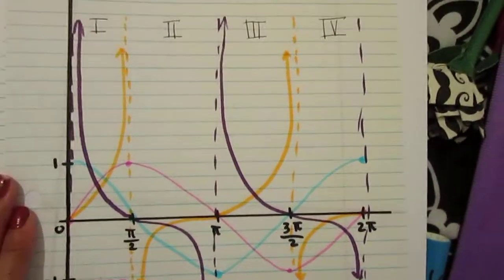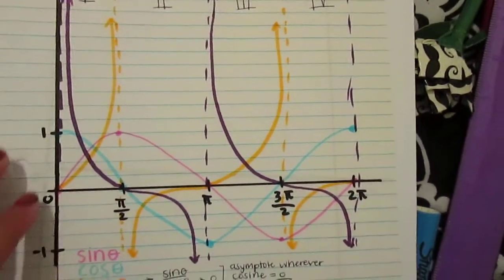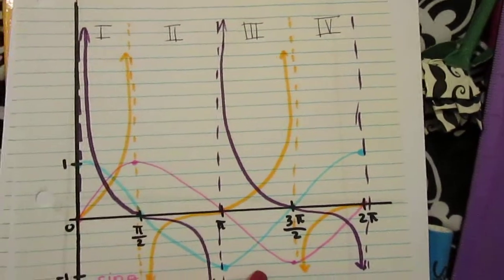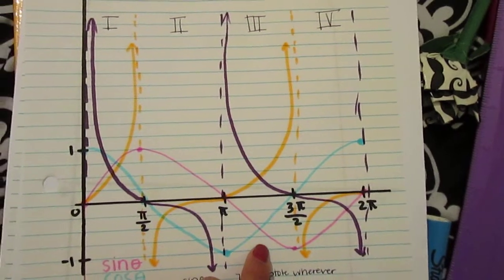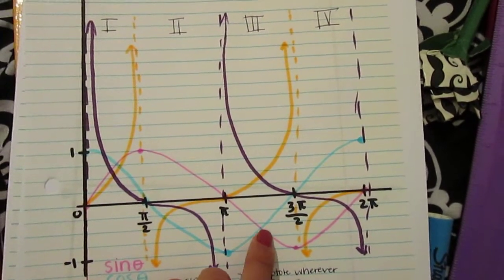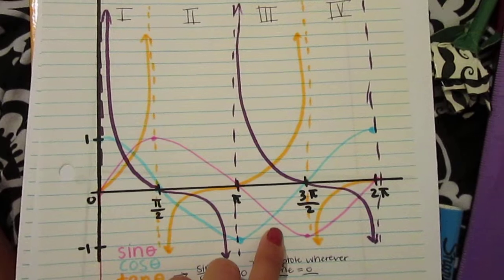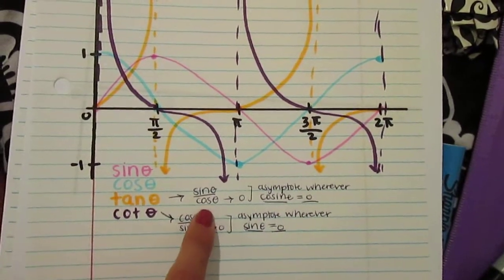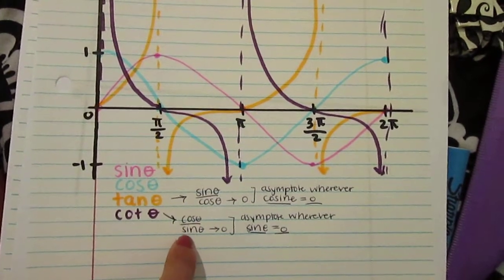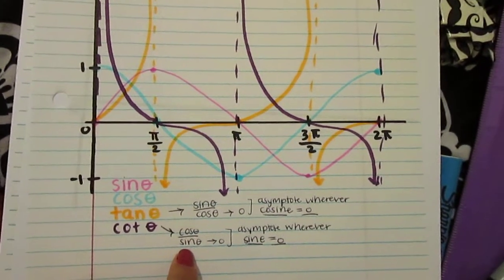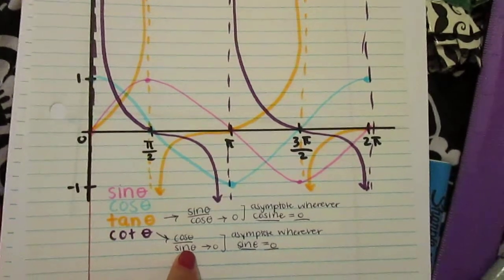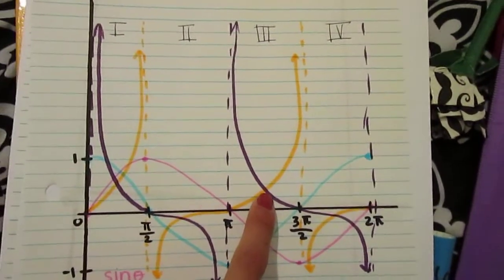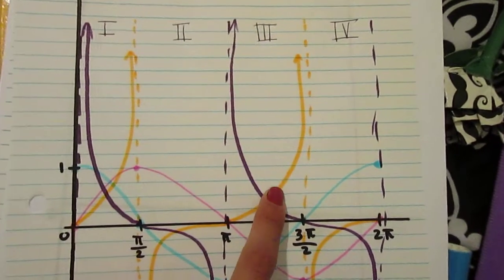Another thing that you notice is these are in quadrants, quadrant 1, 2, 3, and 4. And in quadrant 3, we see that cosine and sine are negative. So since we're dividing sine and cosine, cosine and sine, if we're dividing by a negative, then we get a positive. And so that's why cotangent and tangent are positive in quadrant 3.